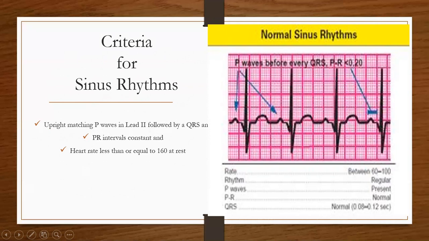So the criteria for sinus rhythms: you have upright and matching P waves in lead 2, followed by QRS, and your PR intervals are constant, and your heart rate then is less than 160 beats per minute, of which normal is between 60 and 100.